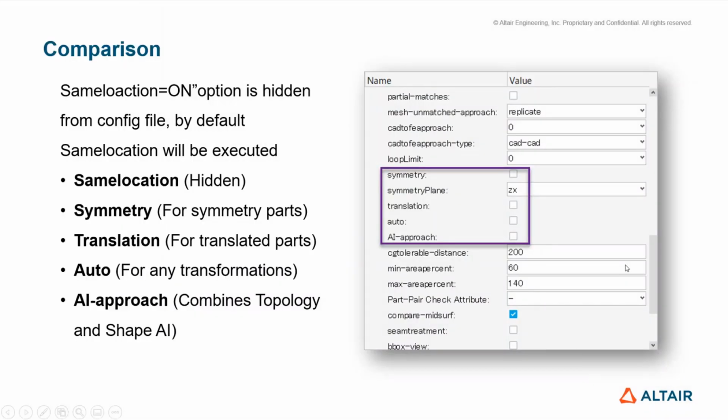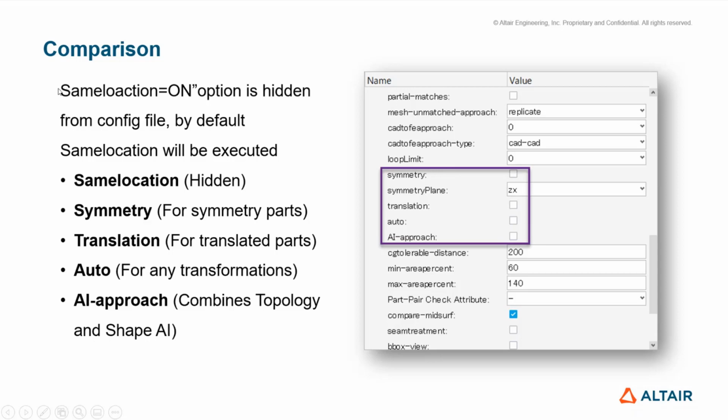The next one is the same location option. We have some filters in comparison for comparing the model on same location, symmetry, translation, or the auto AI approach. The same location means two models lie on the same coordinates. Whether the user selects symmetry or translation, at any cost we always first try to compare the model at the same location. If it doesn't exist, then we go for symmetry or translation. So we have kept this option and we turned it off. By mistake, some customers used to turn it off.